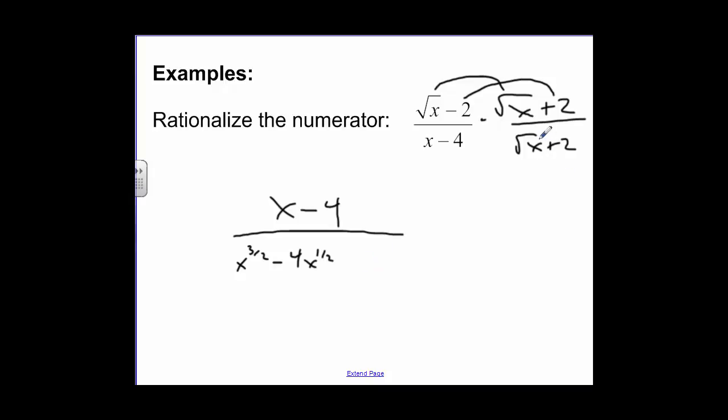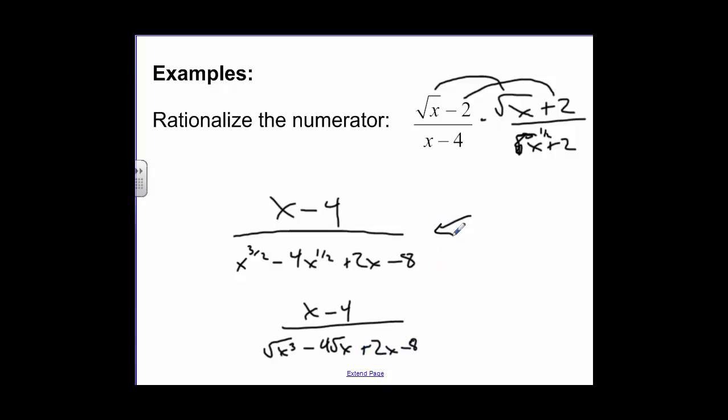Those are where I'm going to multiply by this guy, and just remember it's a 1/2 is what happens when you have a square root. X will times by 2 to give you 2x. And 4 will times by 2 for the negative 8. This is now rationalizing the numerator. There's actually square roots on the bottom. If you wanted to, you could also write it as the square root of x cubed minus 4 square root x plus 2x minus 8. You can still do that if you like, but this method up here is also valid.